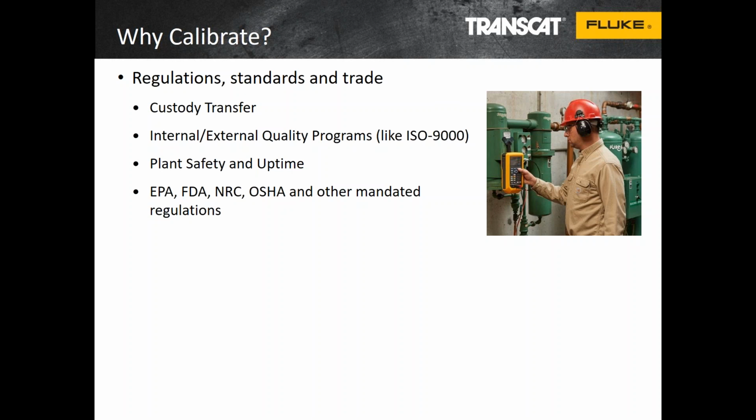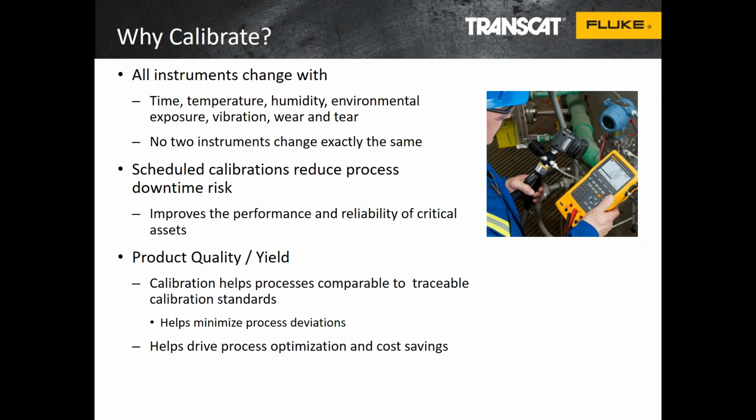For the critical control devices in the plants, it's not an option to calibrate those devices. They need to be routinely maintained. Another element of calibration and the requirement is that all process instruments change. They're in a harsh environment. Time and stability, temperature changes, humidity, environmental exposure, vibration, and wear and tear cause these instruments to change over time. And because of the uniqueness of the applications, no two instruments are going to change exactly the same.